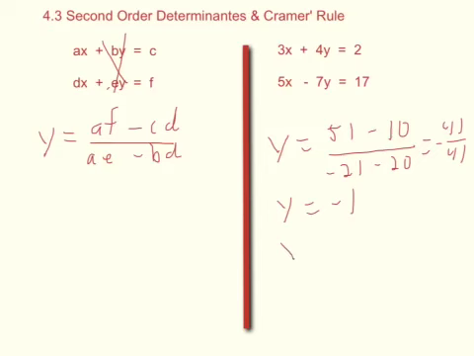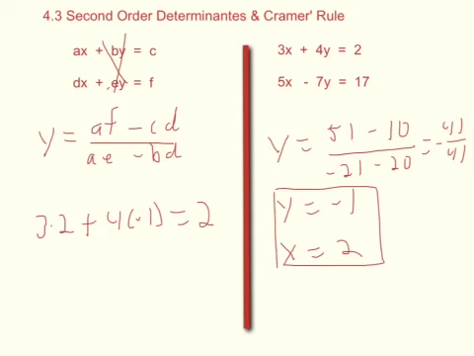So remember, x equals 2. So we can use either one of these equations. Let's use the first. 3 times 2 plus 4 times negative 1 equals 2. Is that correct? 6 minus 4 equals 2. So good. Our answers are correct.